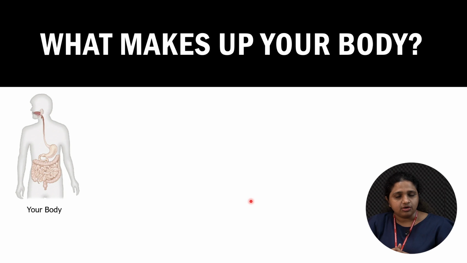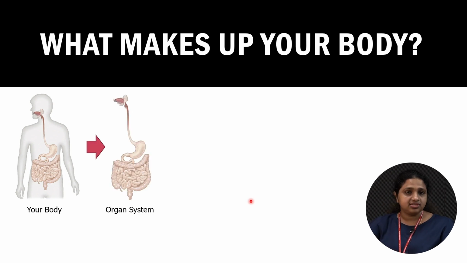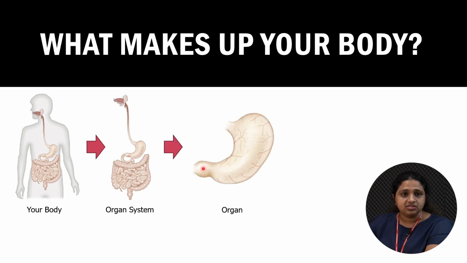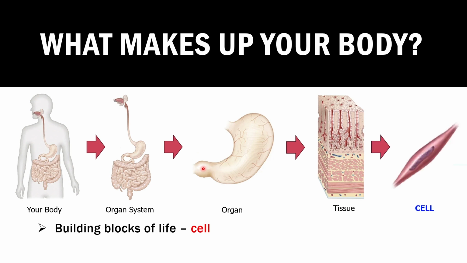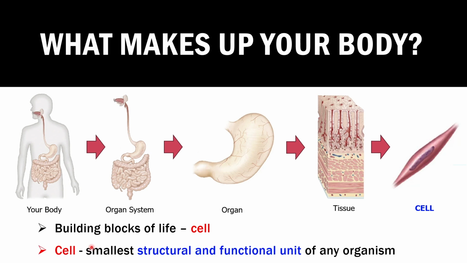If we break it down, we know our body is comprised of many organ systems, and these organs are made up of different tissues, and at the most fundamental level there are cells. So the cell is the basic building block of life. It's the smallest structural and functional unit of any organism.